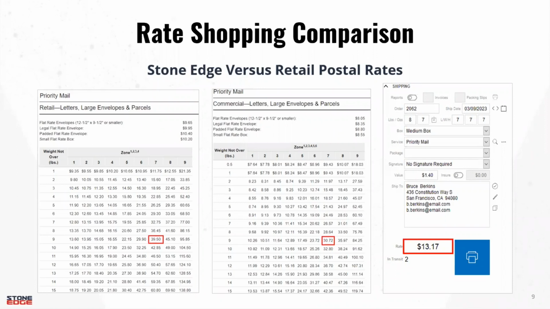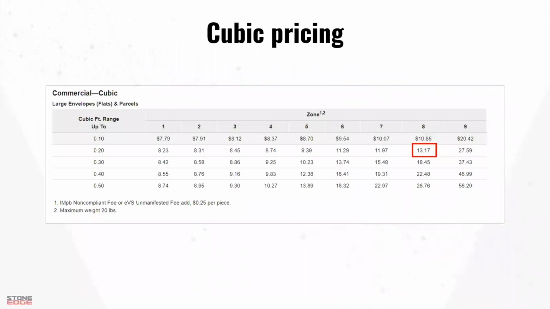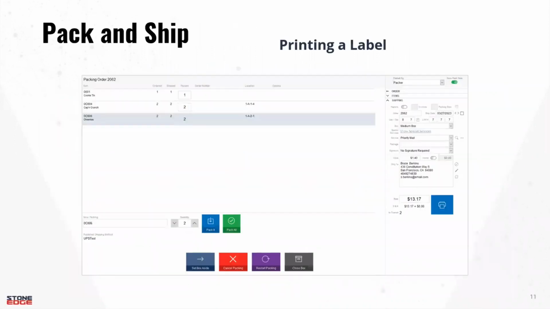However, you'll notice that for the shipment, the rate StoneEdge is returning is only $13.17. This is due to cubic pricing. Since our shipment met the requirements for cubic pricing, you can see where that discounted rate came from. So now at this point, the weight has been calculated on the order, on the shipment. The box size and shipping method have been determined, so you can continue with processing the shipment.